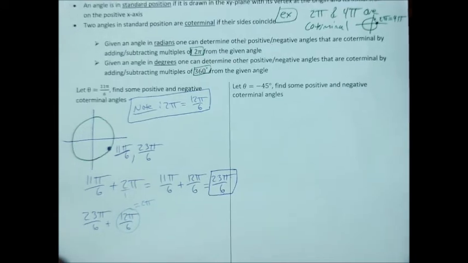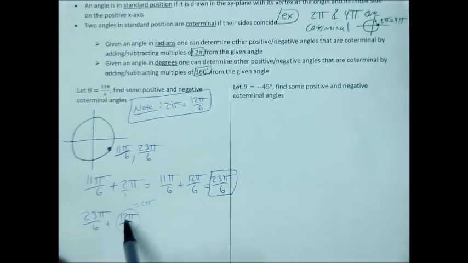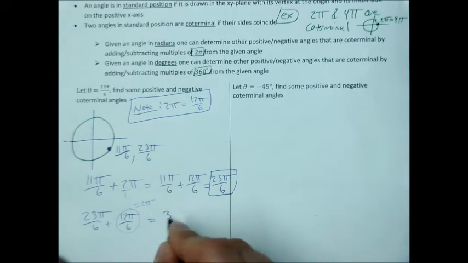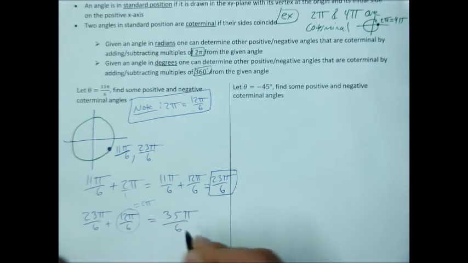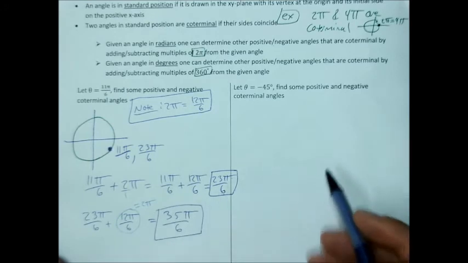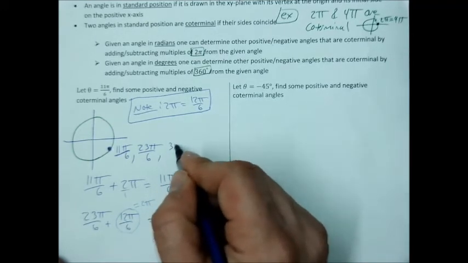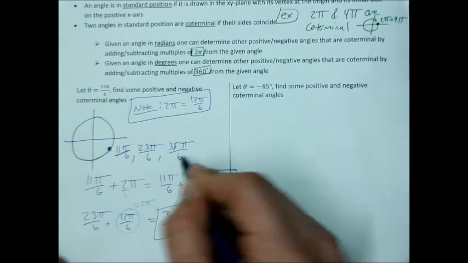And so I'm going all the way around the unit circle again. So 23 plus 12 is 35 pi over 6. And so this is also coterminal. And so this is another version that will also put us on that exact same spot.